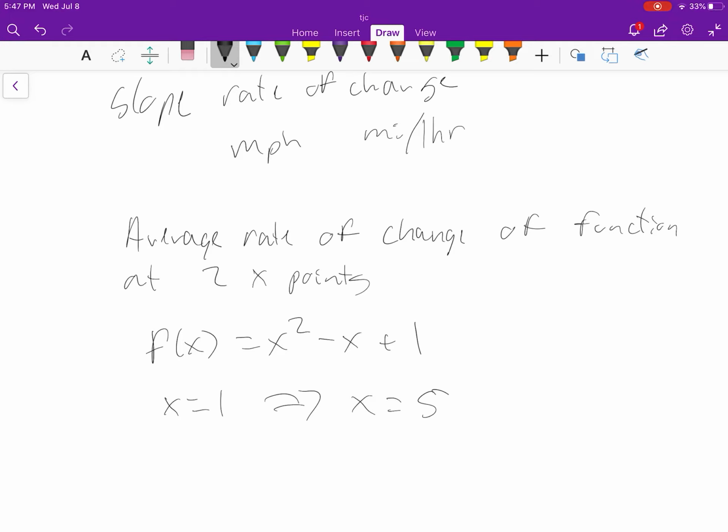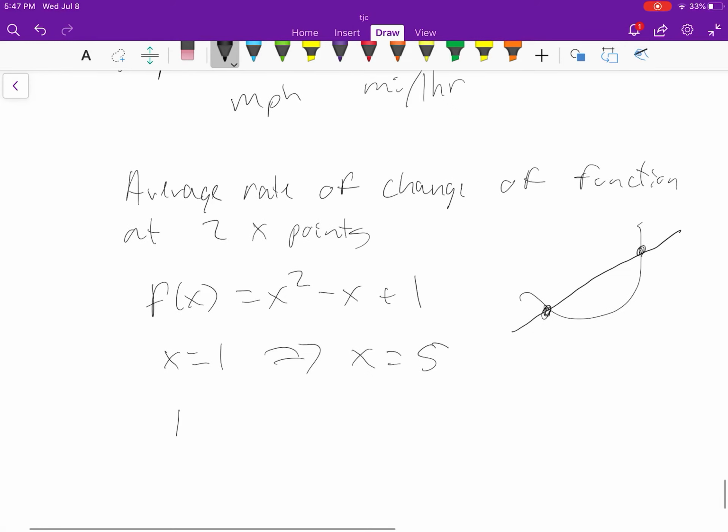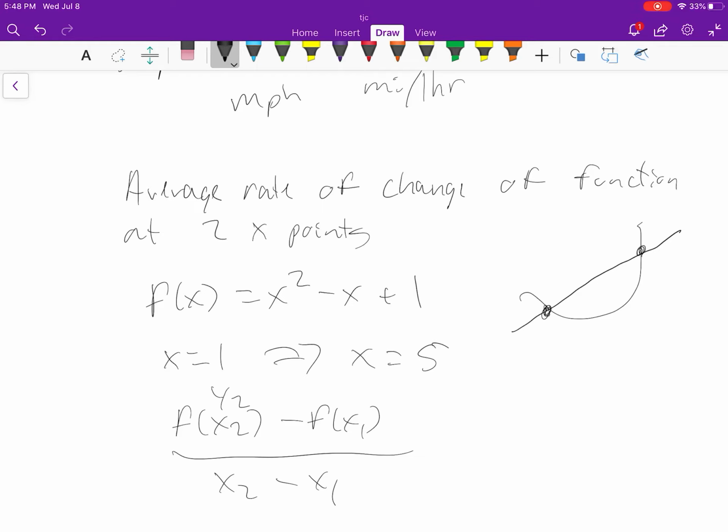So we have this function. We want to know what's the average rate of change of this function when you go from x equals 1 to x equals 5. Now this function is some kind of curve, and you're wanting to know, if you go from here to here, what the average rate of change is, which would be the slope if you were to connect these two dots. Okay. Now there is a formula for that. Here it is. And this is just your slope equation. This is y2 minus y1 over x2 minus x1.